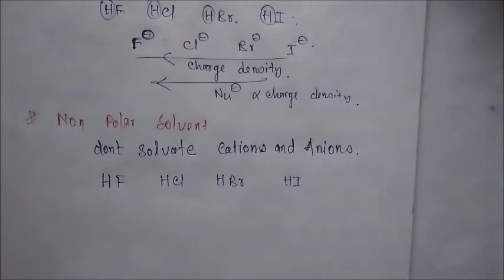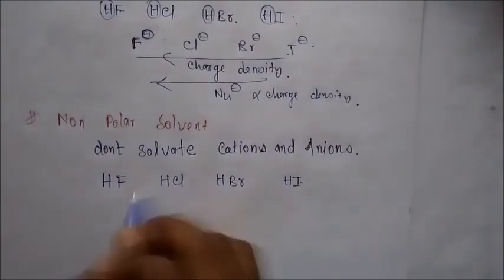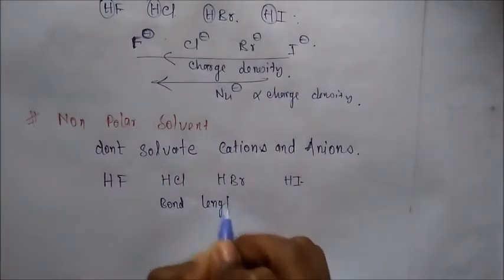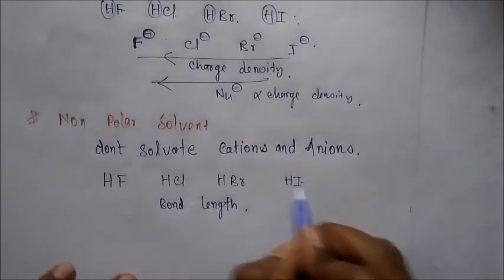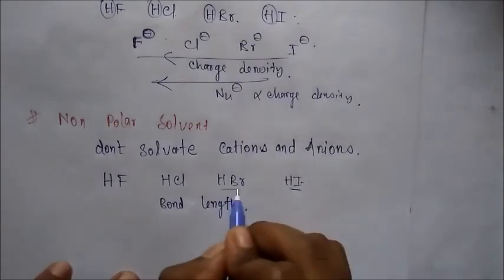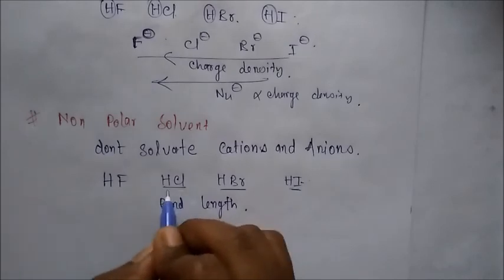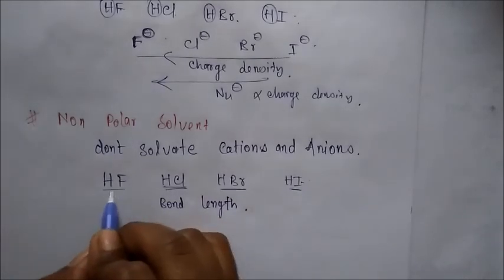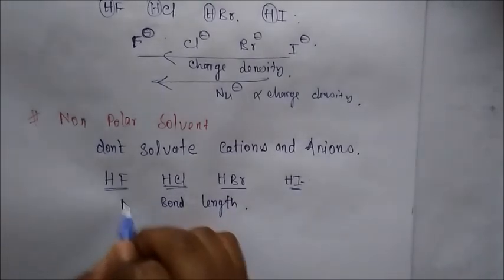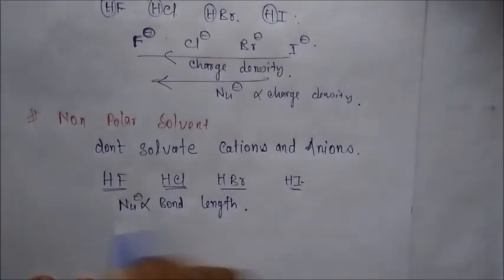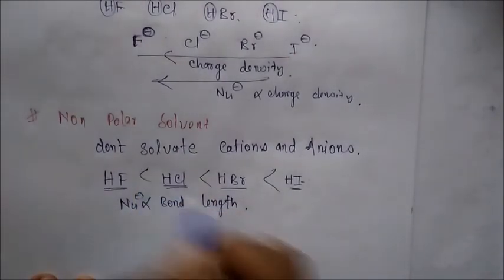if we have this, we have to see here bond length. So bond length of HI is greater than bond length of HBr. HBr has greater bond length than HCl. HCl has greater bond length than HF. So nucleophilicity is directly proportional to bond length. So it will be in this order.